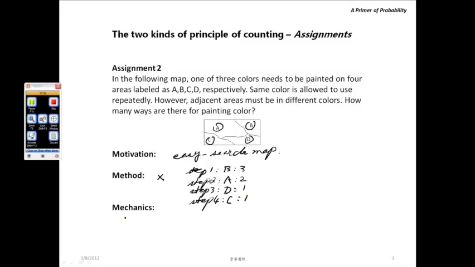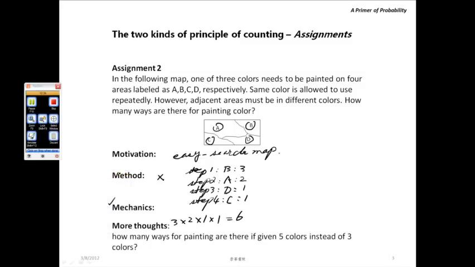Now, we can do the mechanics, which result in 3 times 2 times 1 times 1 equals 6 different ways for painting color. This answers this question. Now, more thoughts. How many ways for painting are there if given 5 colors instead of 3 colors?